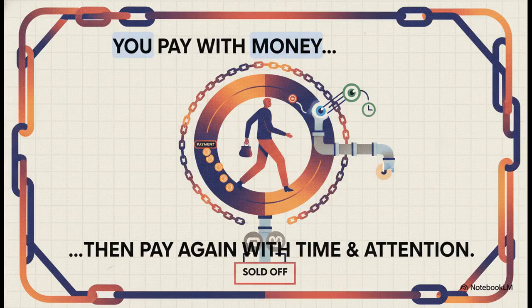So here's the kicker, the really crucial point. You are being charged twice. First with your money, just for access. And then you're charged again with the hours of your life, with your attention, which gets packaged up and sold off. You become the product. It's a trap, and frankly, most of us don't even realize we're in it.